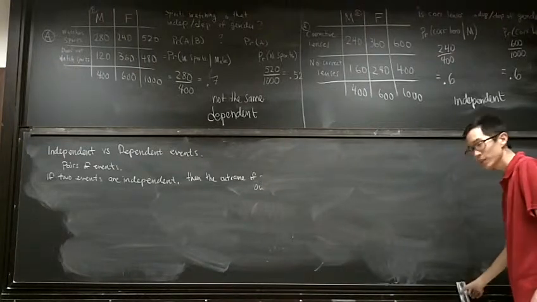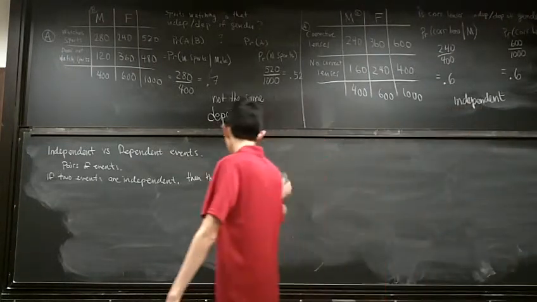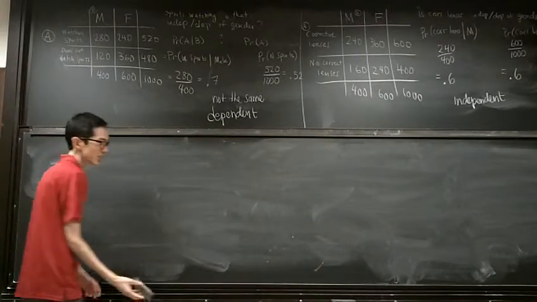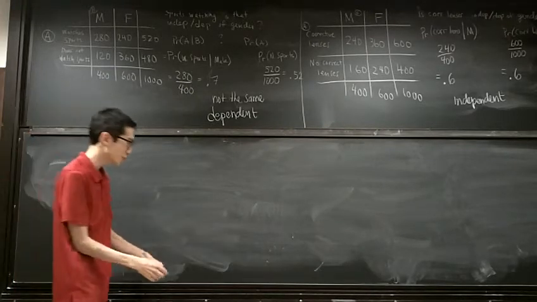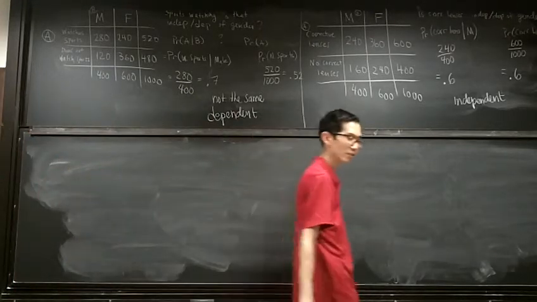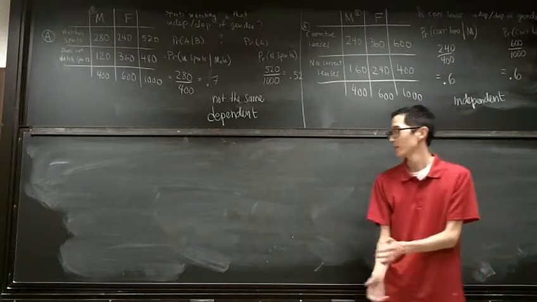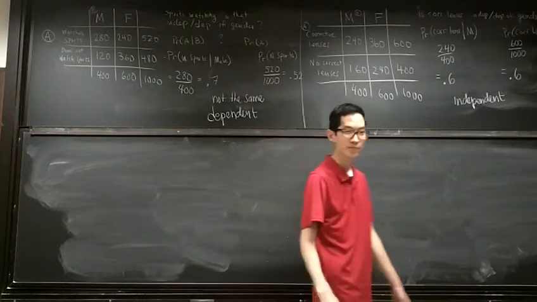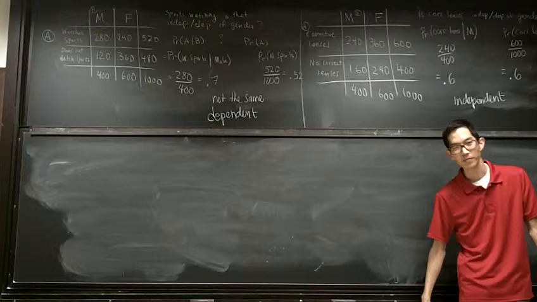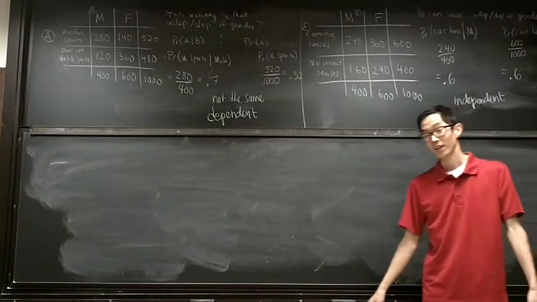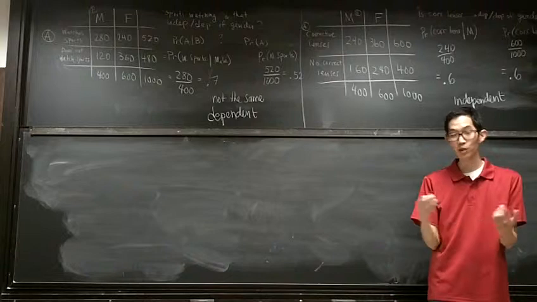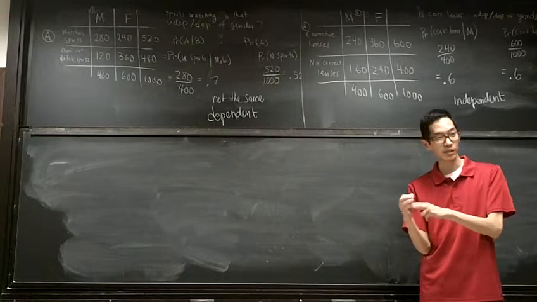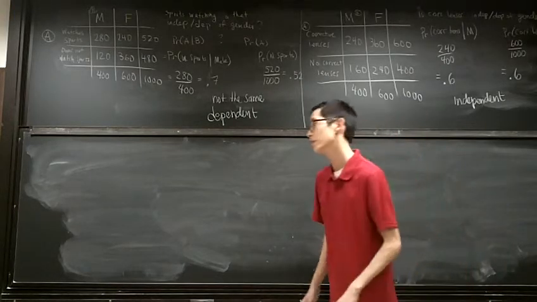Oh, here's a question. If two events are mutually exclusive, are they independent, not independent, or could they go either way? If two events are mutually exclusive, they are definitely not independent. They're definitely dependent. Why?